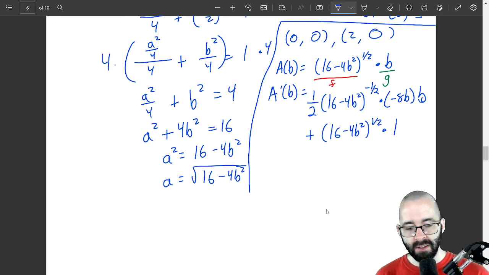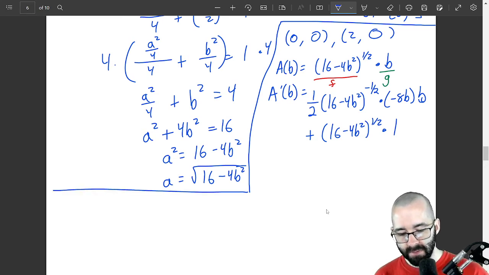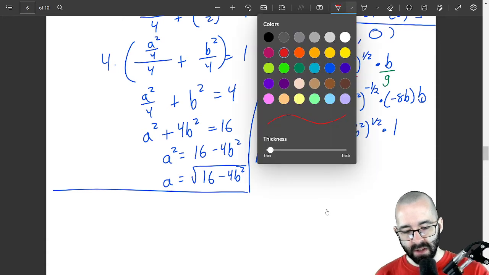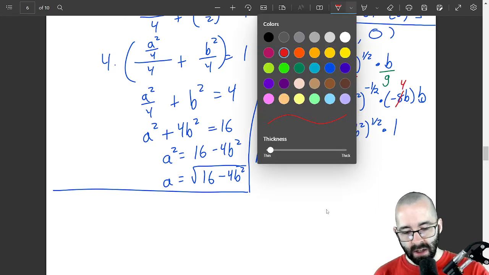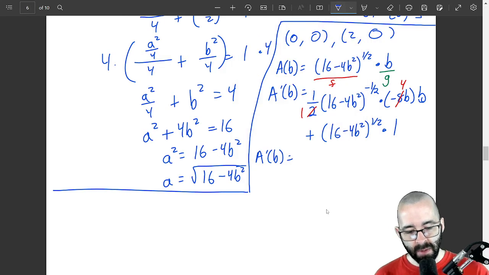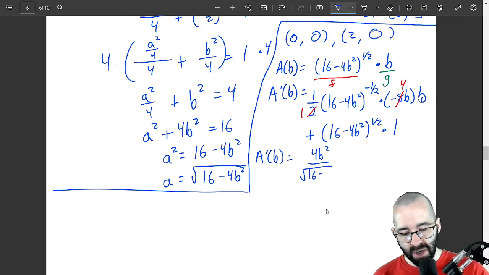So let's rewrite this and find the critical points. That's going to be A prime of b equals, well, let's simplify this a little bit, right? We're going to have negative 8. That becomes a 4 when it's divided by 2. We have a b squared on the top, 4b squared on the top. And on the bottom, we have the square root of 16 minus 4b squared.